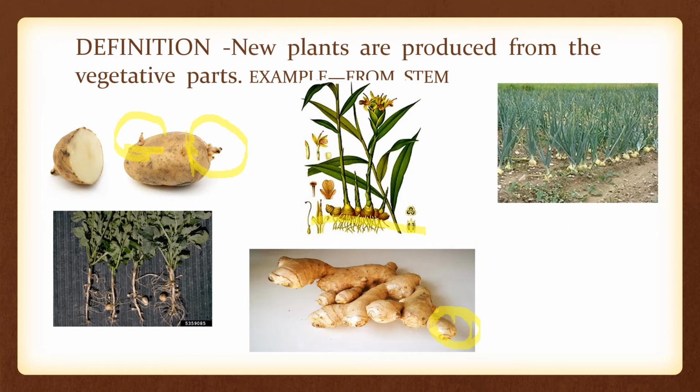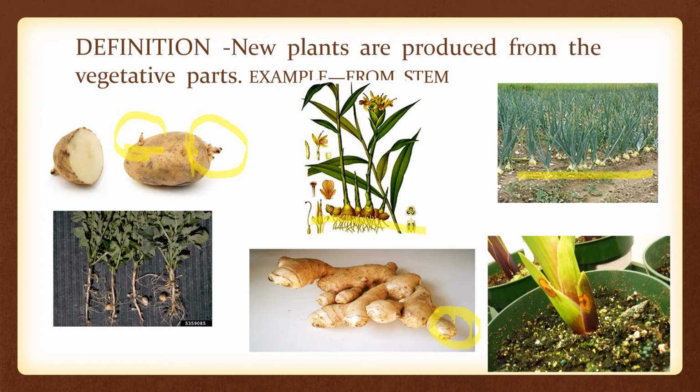Another example of vegetative propagation by stem is onion. You can see here onion plants. Vegetative propagation in plants like onion takes place through a special structure called bulbs. The bulbs are composed of reduced stem with layered fleshy scaly leaves.